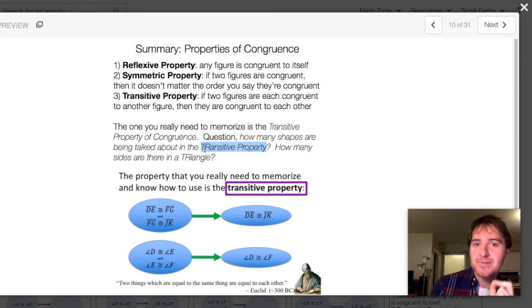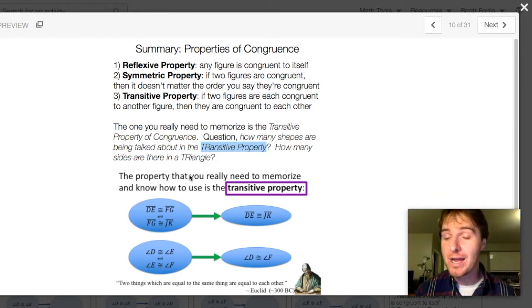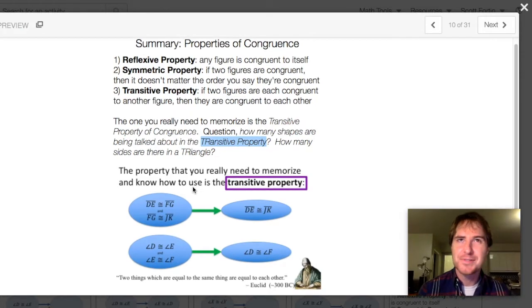We got 2 letters in caps there, TR. How many shapes are talked about in the transitive property at the beginning? How many total? I see 3. How many sides are there in a triangle? Also starts with the first 2 letters as the transitive property. So the TR thing kind of tells us 3, Triceratops 3, right? I think Triceratops has 3 things on the back. I don't know. It's been a while since I've studied dinosaurs.